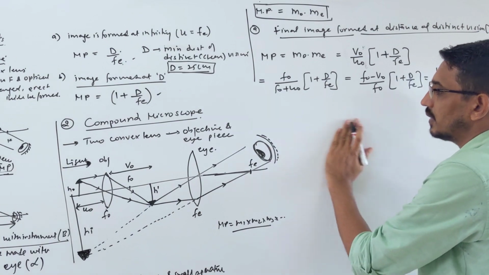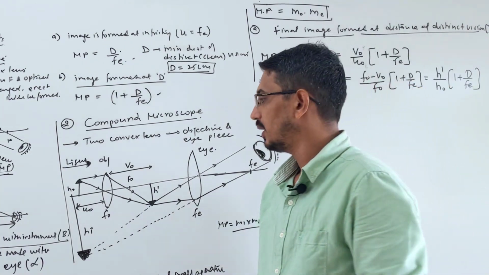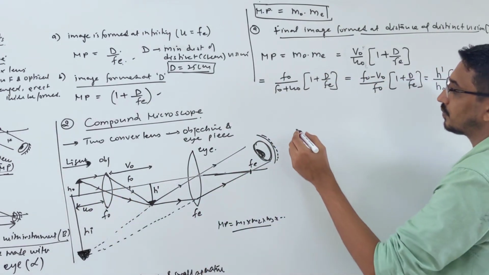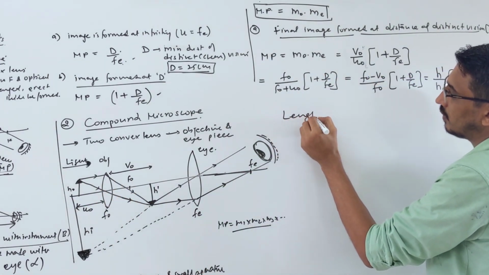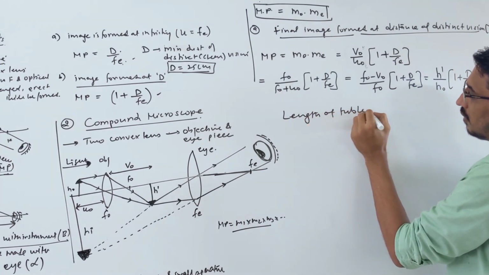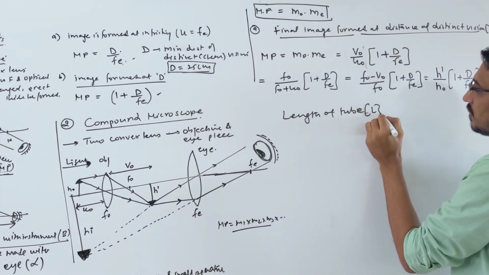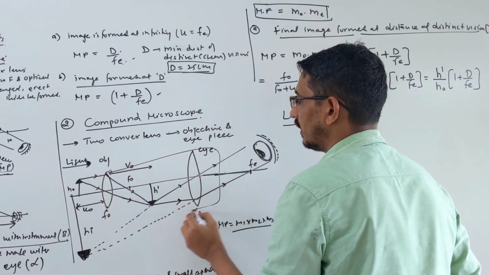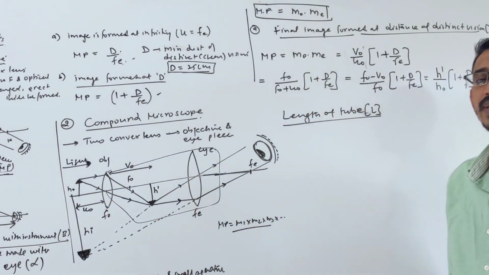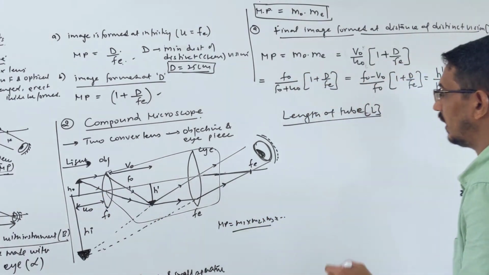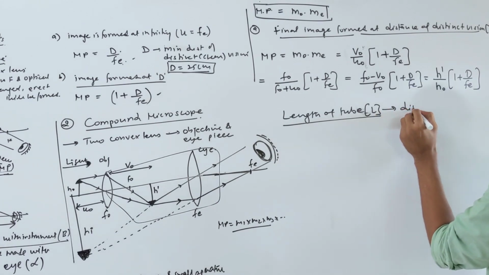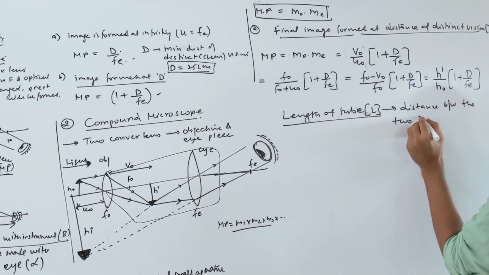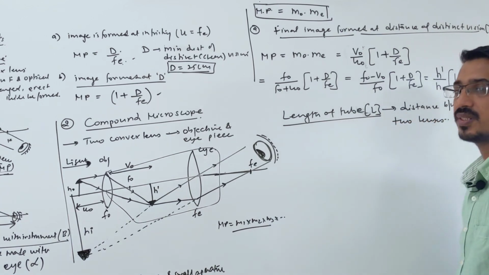Here one more question they ask: the length of the tube. These two lenses are fitted in a tube, as you're watching right now. So they ask the length of the tube. What is the length of the tube? Simply the distance between these two lenses. It's fitted inside a tube, something like that. So let's write here: length of tube is the distance between the two lenses. This distance is simply called the length of the tube.